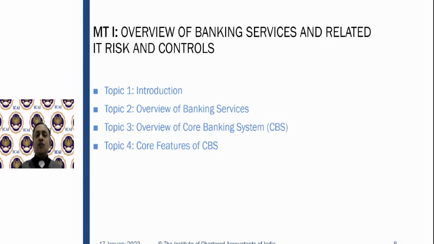Within main topic one, we talked about the introduction, then the overview of banking services, that include what exactly banks are doing. We talked about the new avenues that bankers have got into. It includes insurance, what we call bank insurance, then additional services which banks are providing, that includes wealth management for high net worth individuals. Over the last 50 years, banking has evolved to a phenomenal level.